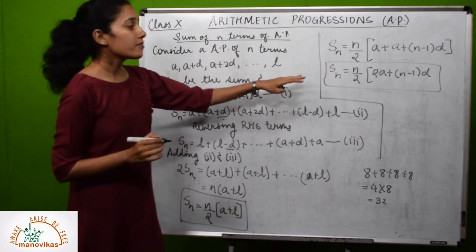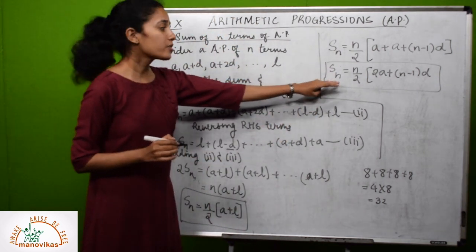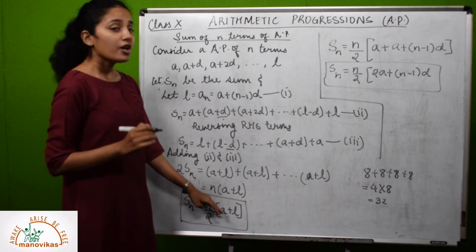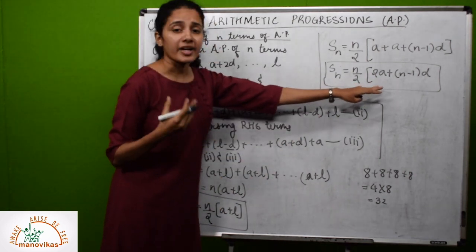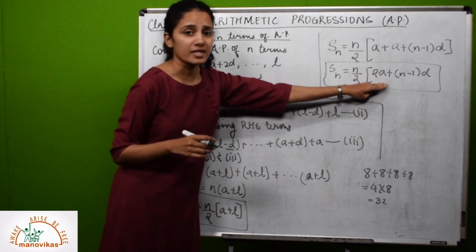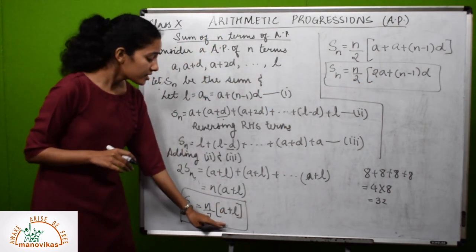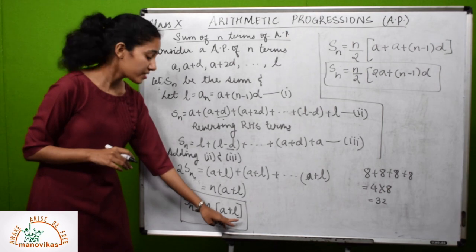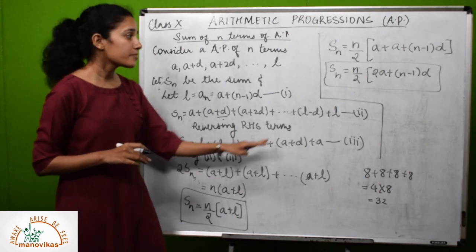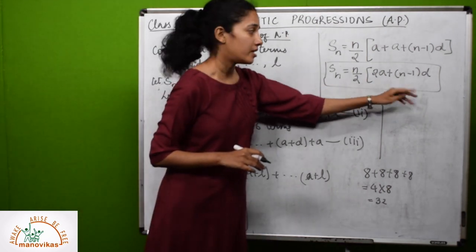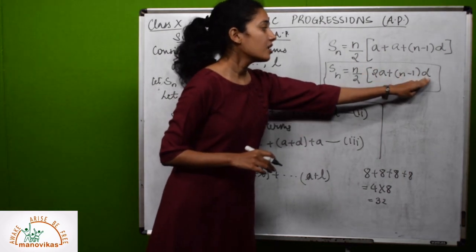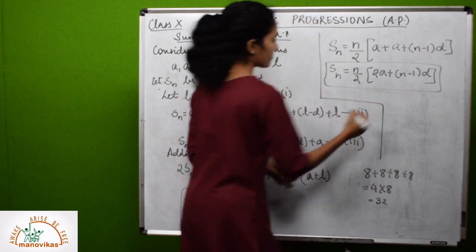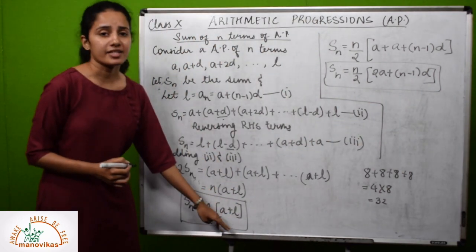Whenever you're solving problems for the sum, you can use any one of these formulas. Even for a finite sequence, you can use this same formula, any one. But the first formula is compulsorily used only when there is a last term. If the last term is given, you can use that formula, where a is the first term, n is the number of terms, and d is the common difference. And here l is the last term.